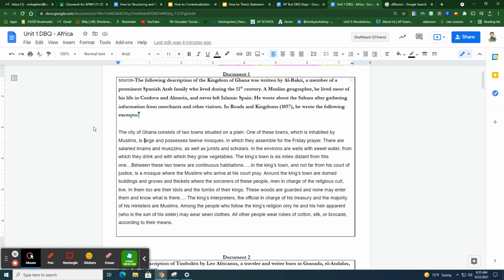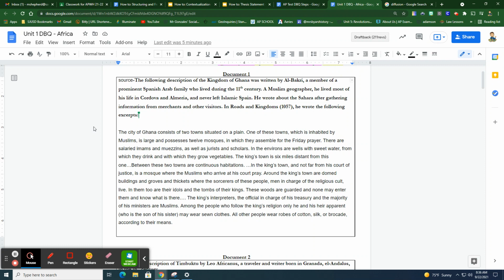The city of Ghana consists of 2 towns situated on a plain. One of these towns, which is inhabited by Muslims, is large and possesses 12 mosques in which they assemble for the Friday prayer. There are salaried imams and muezzins, as well as jurists and scholars. In the environs are wells with sweet water from which they drink and with which they grow vegetables. The king's town is 6 miles distant from this one. Between these 2 towns are continuous habitations.